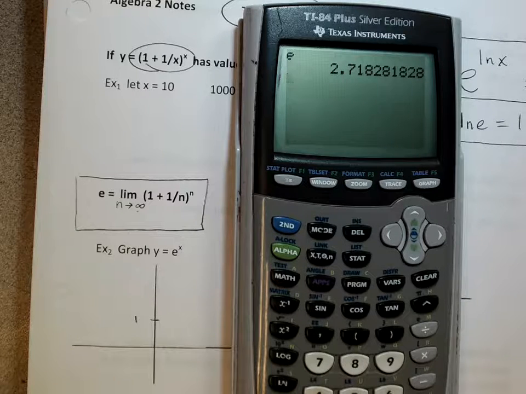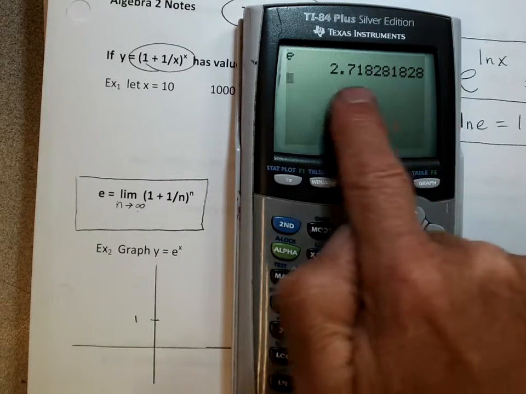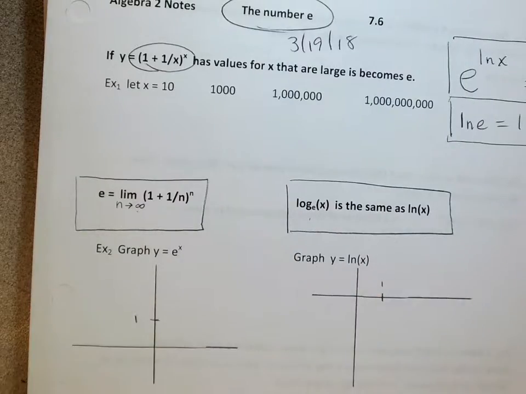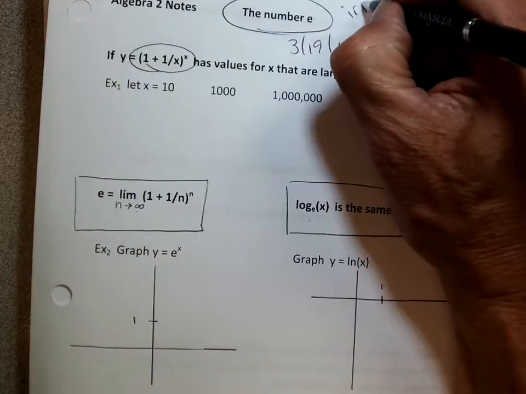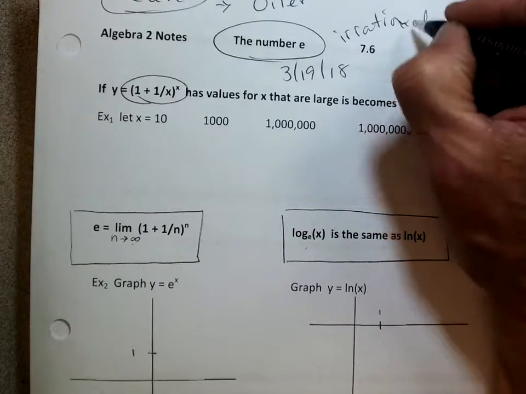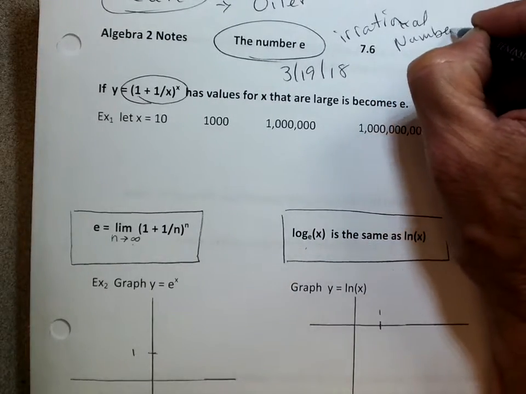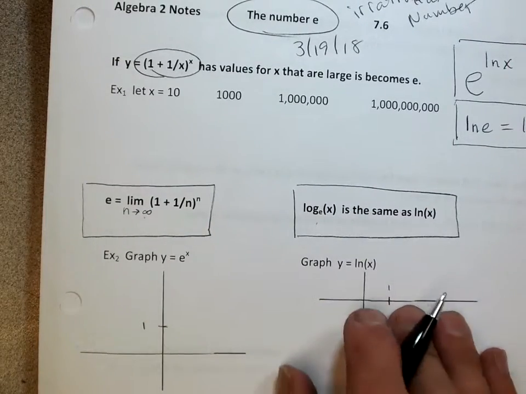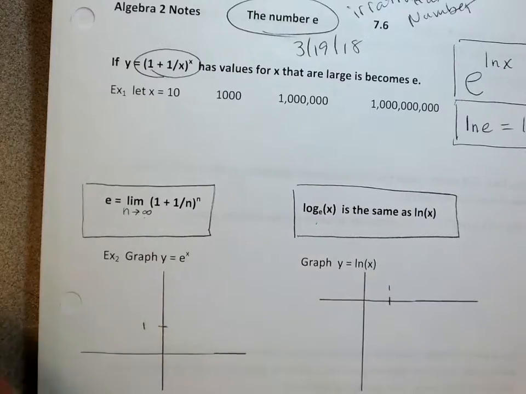Except that's not exactly the number e, because e is like pi. It keeps going, okay? So this is the most we're going to see on a calculator. But it's an irrational number, like pi is. So we know that e is an irrational number. Irrational numbers are those numbers that are decimals that never repeat. They go on forever, right? So let's see if we can get close.